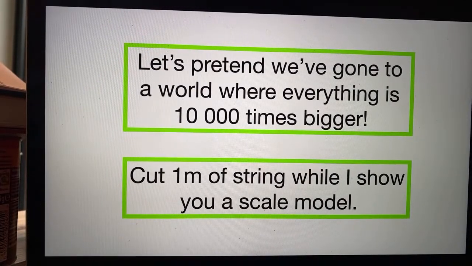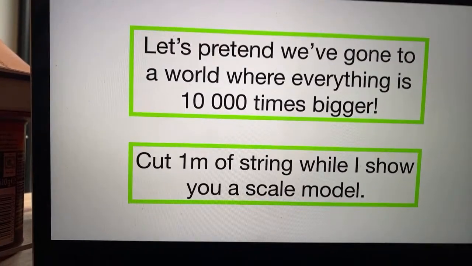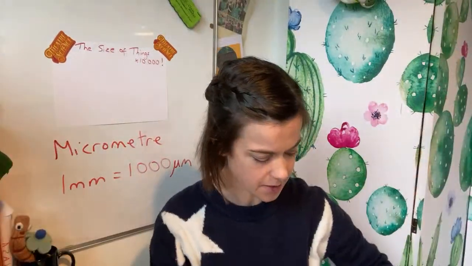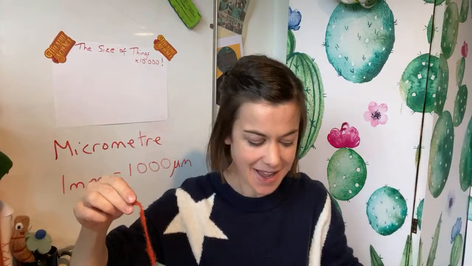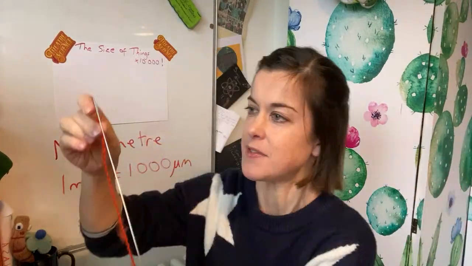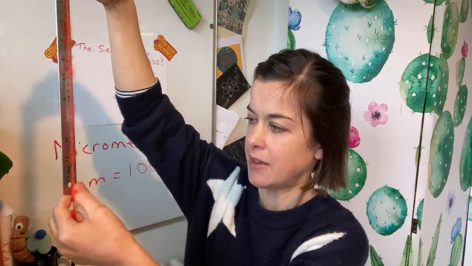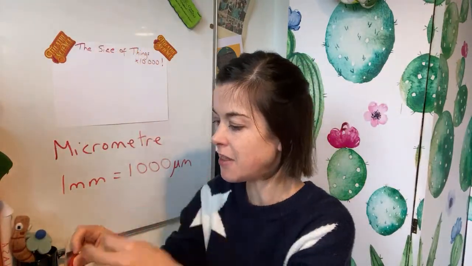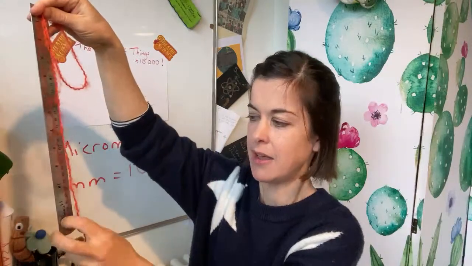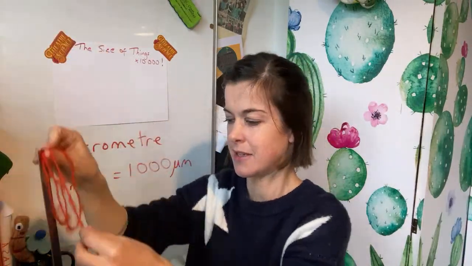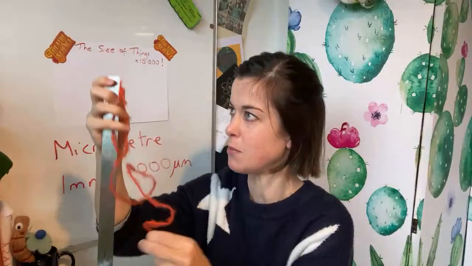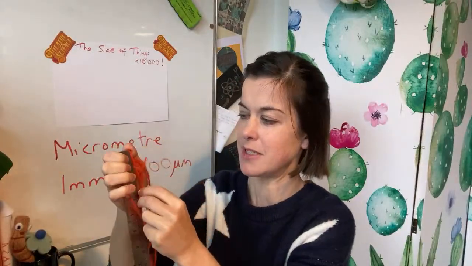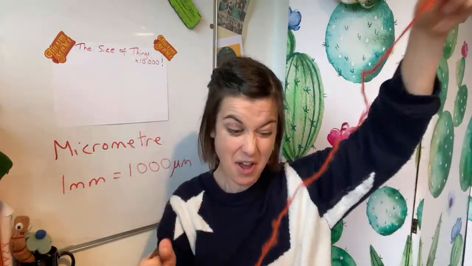I would like you please now to cut a piece of wool or string or cotton, whatever you've got, to about 1 metre long while I show you a scale model. So most of you probably won't have metre rulers. I haven't either. You'll just have to hold the string against the ruler and measure 30 centimetres and then hold it in your fingers and measure another 30 centimetres and then another 30 centimetres, and then hold it in your fingers one more time and measure an extra 10 centimetres because that will make 100 centimetres. So get 100 centimetres of string.